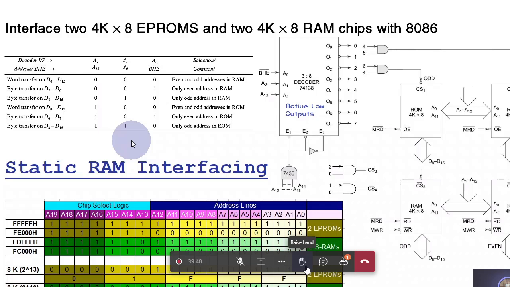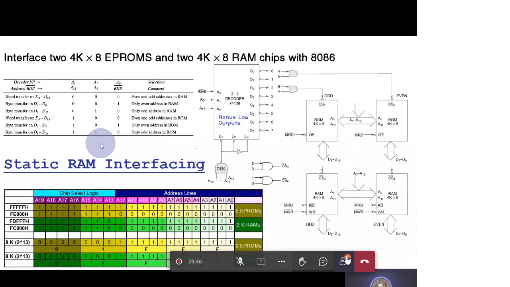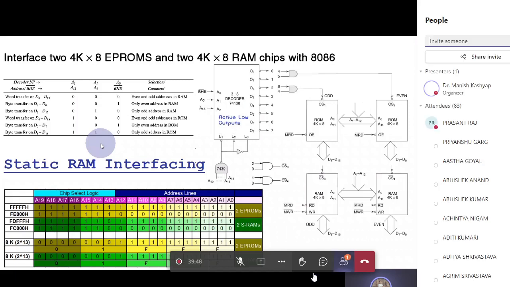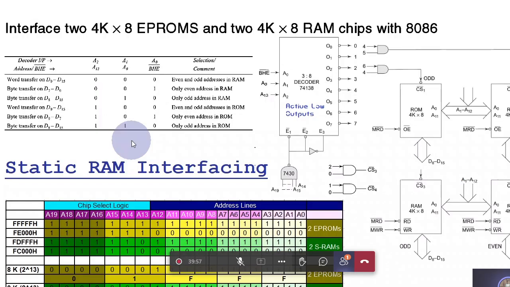So if you have 3 bits, what you can do is you can use a 3:8 decoder. You can apply this BHE bar here, you can apply this A0 here, and you can apply this A13 here. And out of that, you will be getting 8 outputs, and those outputs will mean any one of these things that are written here, right?